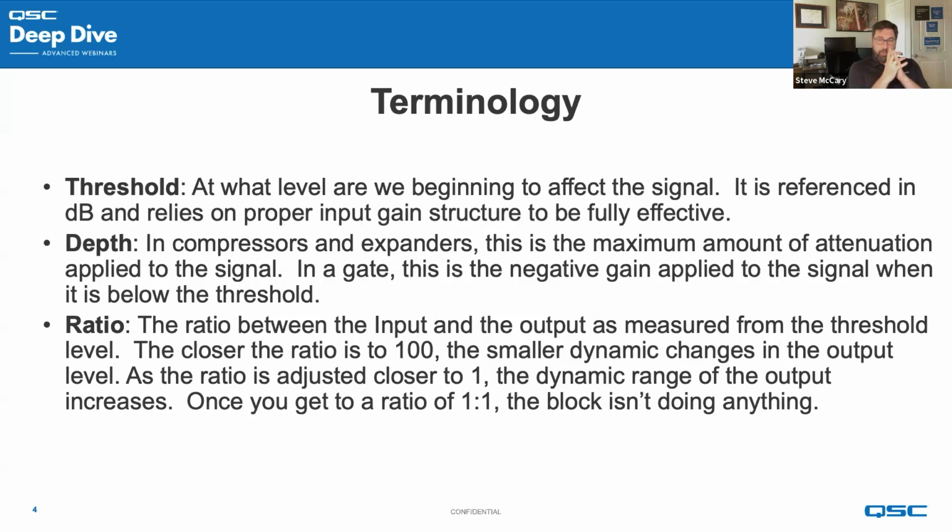So as we're talking about when we get above our threshold, how much do we want to affect the signal? That's where our ratio is going to come in. If we're talking about a ratio of 5, then we'll say that for every 5 dB that we go above the threshold, we're going to change the output by 1 dB.